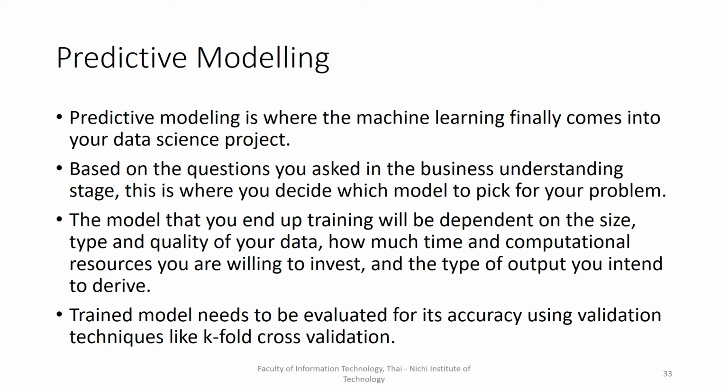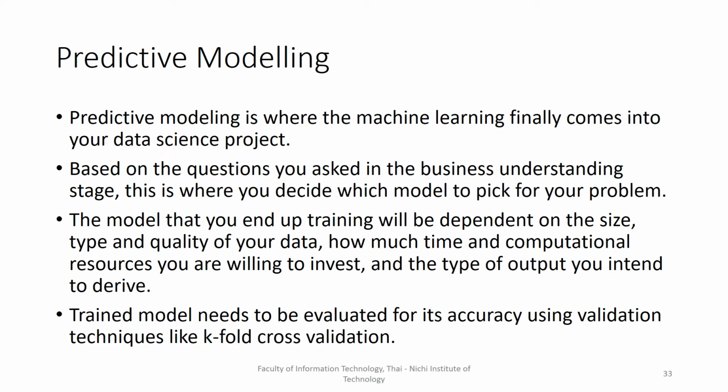The trained model needs to be evaluated for its accuracy using validation techniques like k-fold cross validation. So that is, we have to create a model. That model will depend on the size, type and quality of the data, and it will also depend on the time and the computational resources that we are going to invest. When we use deep learning or something like that, we need to use GPU based programming. So these GPU based programs definitely require a GPU and some kind of hardware support, and some other software may be needed. So these are all dependent on this phase of predictive modeling.